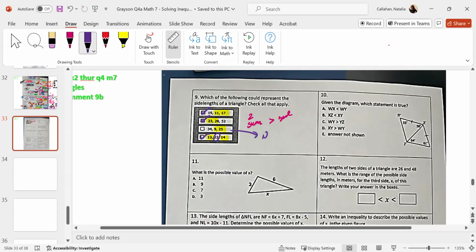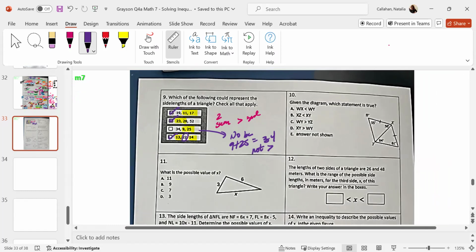Over for this one, you put no because and explain why. This angle is and what this angle is. Let's find out first.